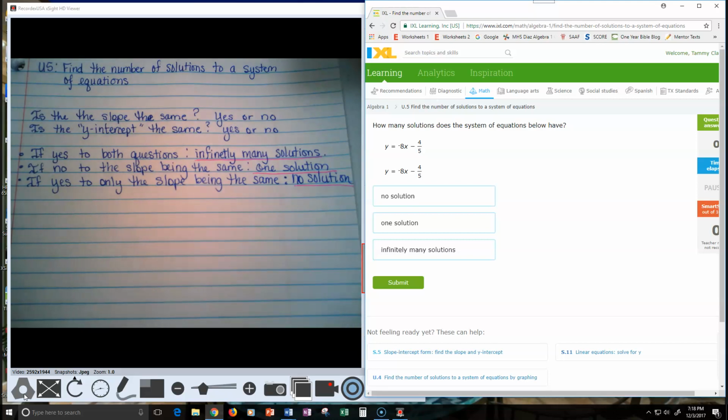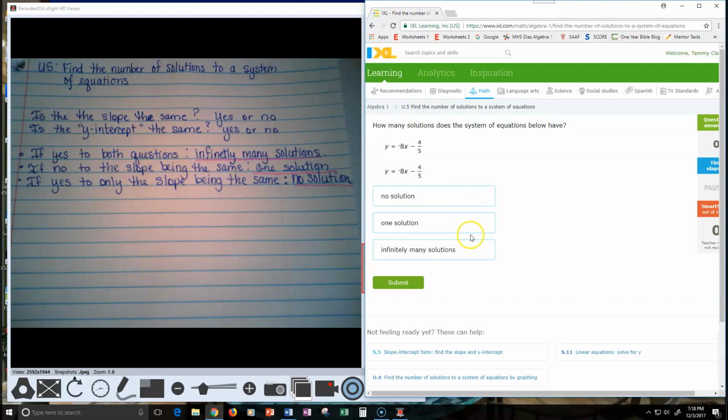I have some questions to kind of guide you as you do this. As you're looking at your questions, ask yourself, is the slope the same? Yes or no? If you answer yes, is the y-intercept the same? Yes or no? If you say yes to both questions, it's infinitely many solutions. If you say no to the slope being the same, it's one solution. If you say yes to only the slope being the same, then it's no solution, because these are parallel lines, these are lines that cross, these are lines that lay on top of each other.